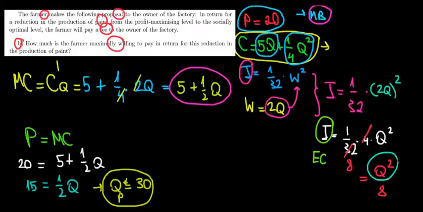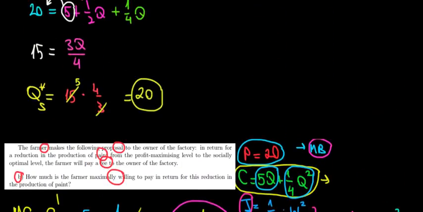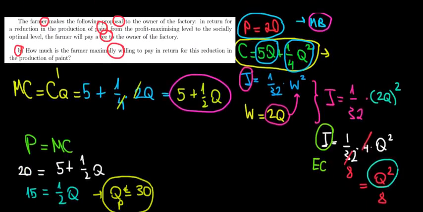What did we find out in the previous video as well? We found the socially optimal level. At the socially optimal level, actually the farmer would like to have only 20 units of paint, because that means less damage to the river, less damage to the farm. So what is the difference in damage?